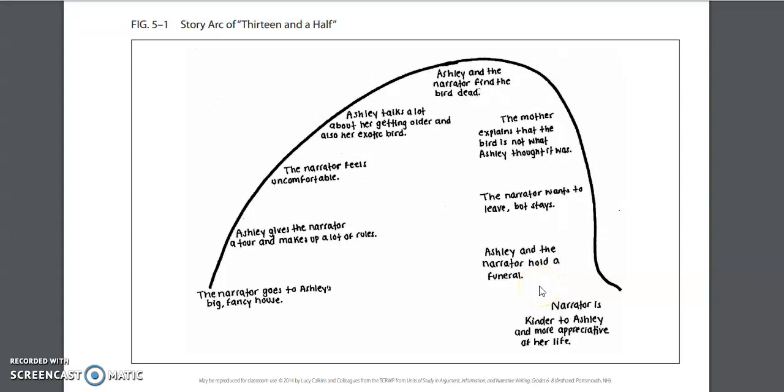Now, as a quick reminder, before you start to do this, remember that we're still trying to work on seed ideas. We want these stories to be small moments. This story of 13 and a half takes place over maybe a couple of hours between the narrator and her friend Ashley at her home. It's not an entire day. It's not an entire week. You want to think of a small moment, maybe an hour, maybe a couple of hours, and see what you can explore with that small moment in time.